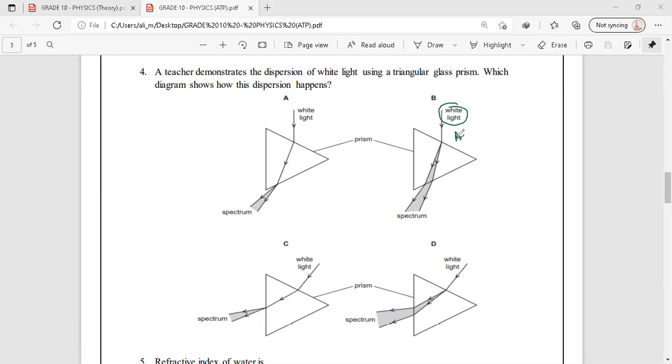So when this white light enters from air to glass, it bends, and the bending is different for different types of waves, different types of colors. Option B is the right answer for this question, in which air to glass entering of light shows the dispersion. Similarly, when it exits the glass, it is further refracted. Option A is incorrect, because when light enters from air to glass, it is not split into different colors.